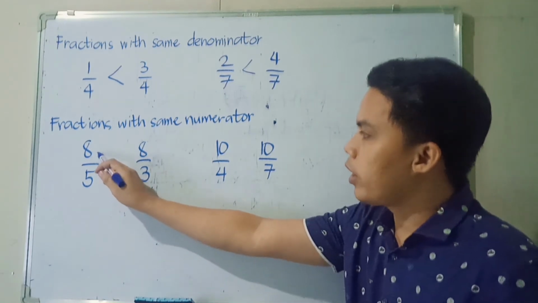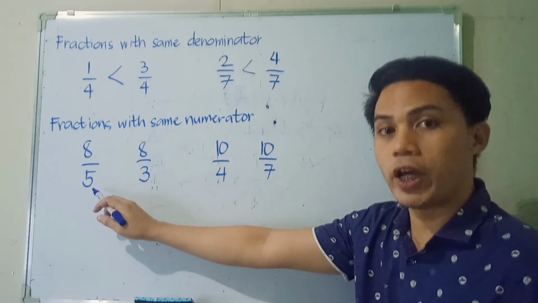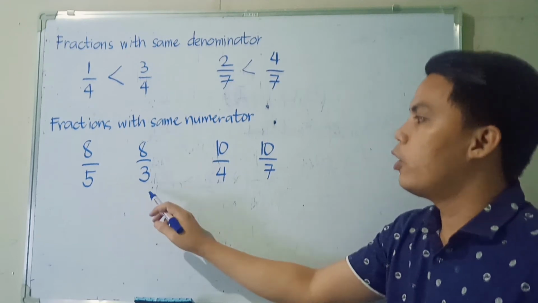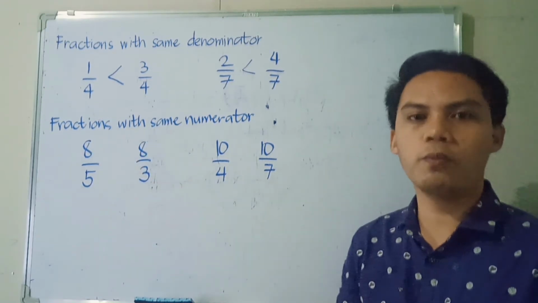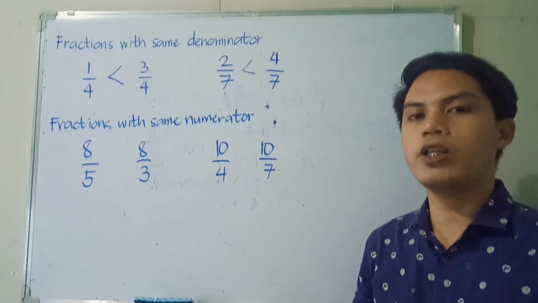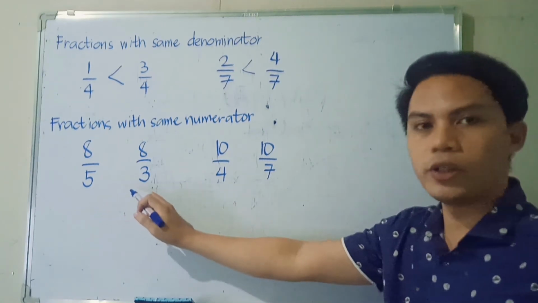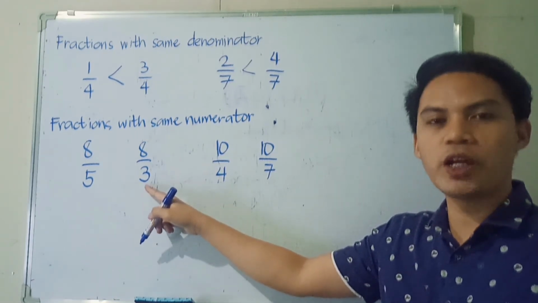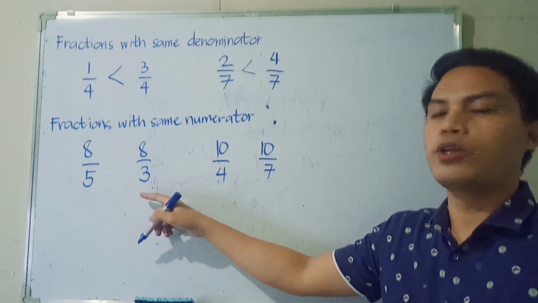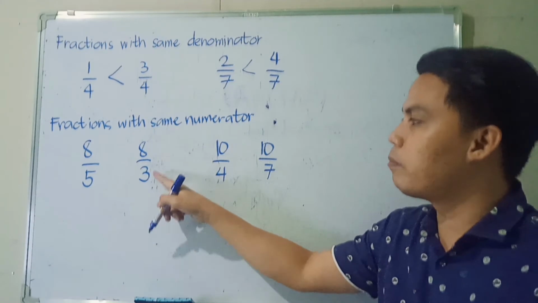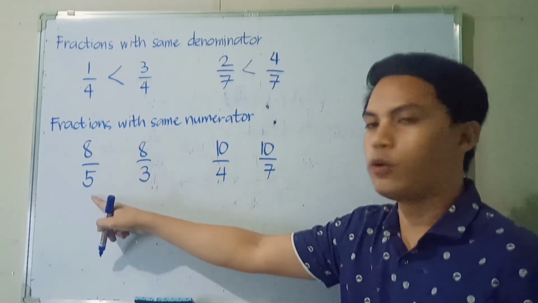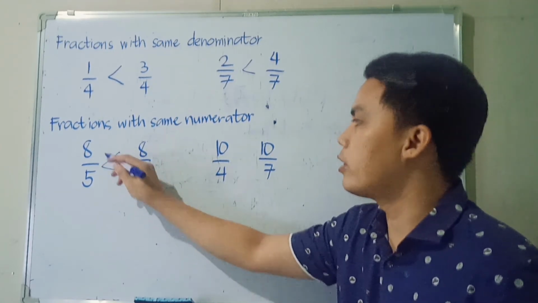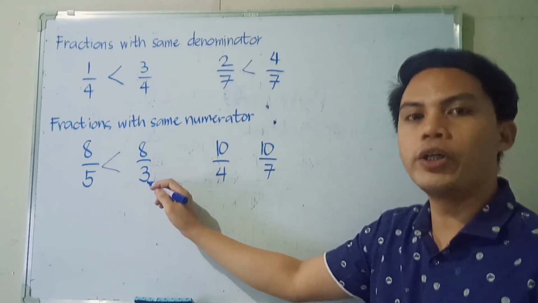So since we have same numerator, let us say we have the example 8 over 5 and 8 over 3. So same yung numerator nila pero hindi same yung denominator nila. So para ma-determine natin kung sino yung fraction na may mas malaking value, titignan lang natin yung denominator nila. Kung sino yung fraction na may mas maliit na denominator, ibig sabihin siya yung fraction na mas malaki yung value. So, between 8/5 and 8 over 3, mas malaki si 8 over 3 compared to 8 over 5. So, we're going to place here yung symbol na less than. Okay, so 8/5 is less than 8 over 3.